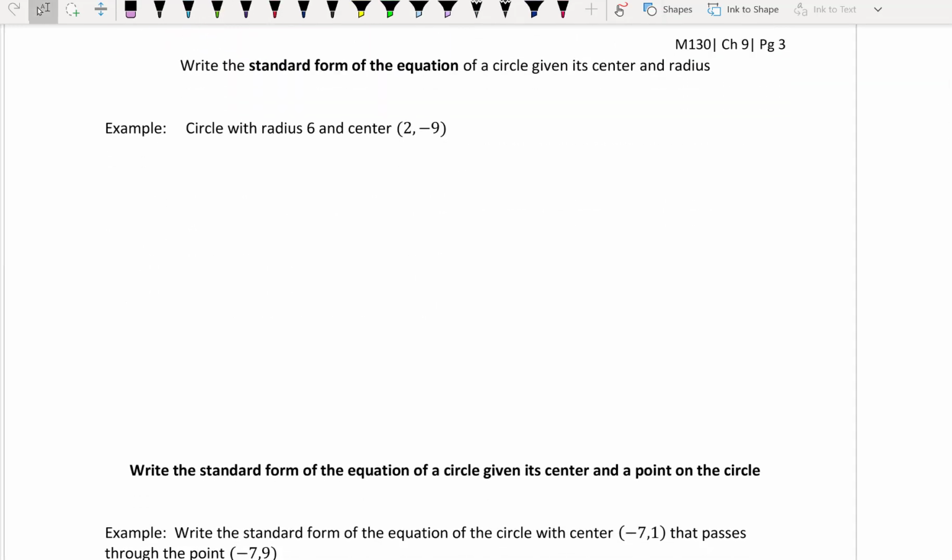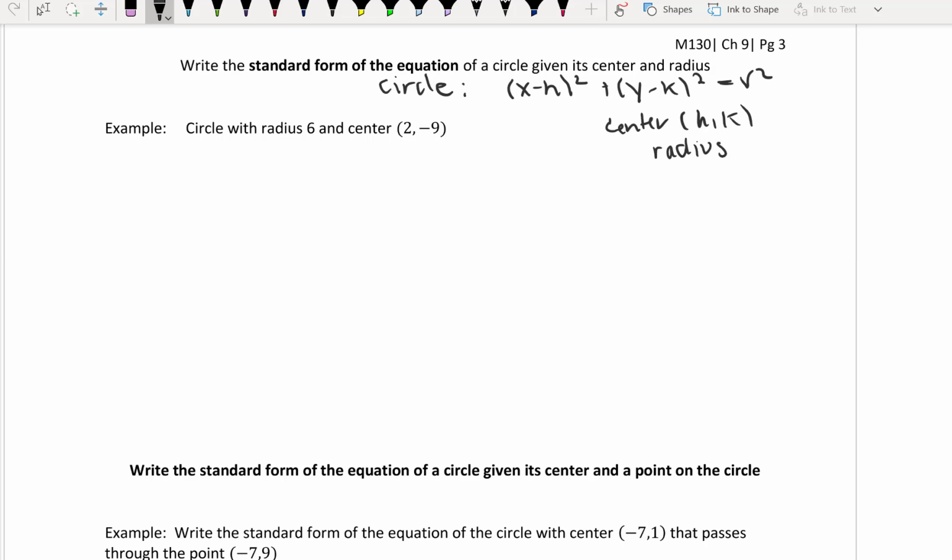Now, for the next example, it says to write the standard form of the equation of a circle given its center and radius. So remember that general equation is given to you as x minus h squared plus y minus k squared is equal to my radius squared. So you already know that your center comes from h and k, and you have your radius, okay, which is represented by just r. So here it says that the radius is equal to 6, so r is equal to 6. And it specifically says what your center is equal to. So your center is 2, -9. And remember, your center is just your h and your k value. So this is really h, and this is really k.